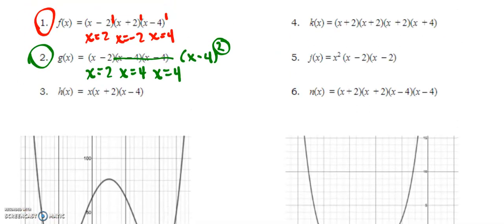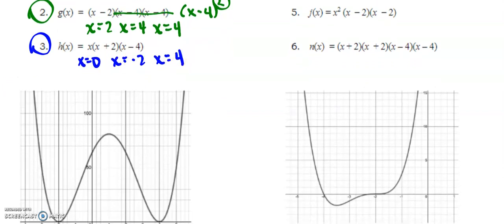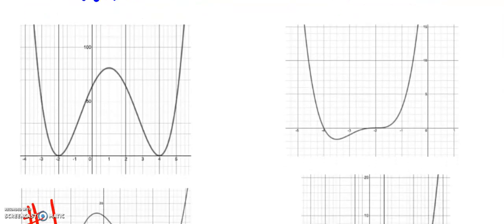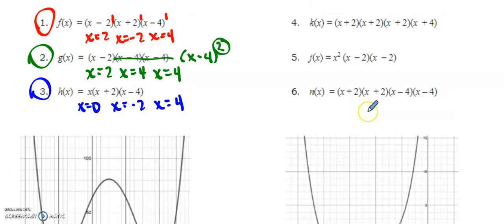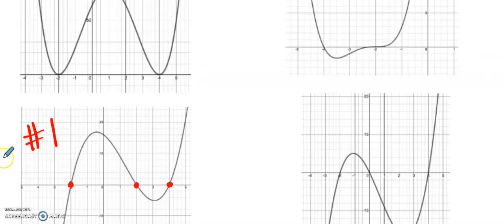All right, next one. Here I have x equals 0, x equals negative 2, and x equals 4. Each one of these is 0 one time, so I'm going to pass through 0, negative 2, and 4. So this one is graph number 3.